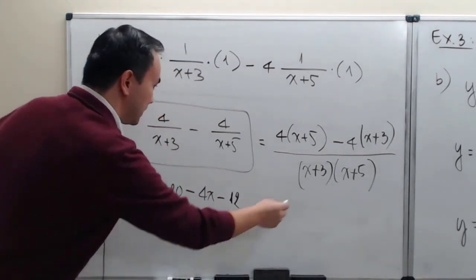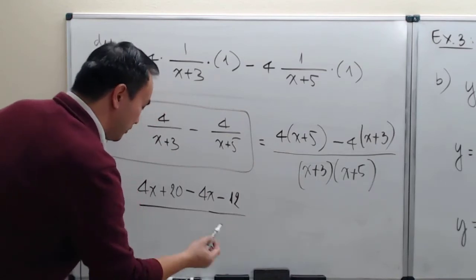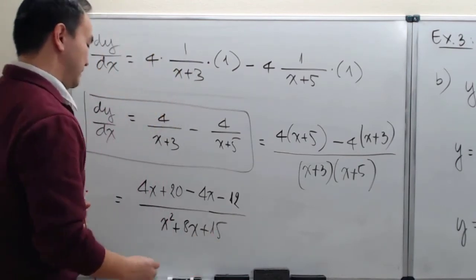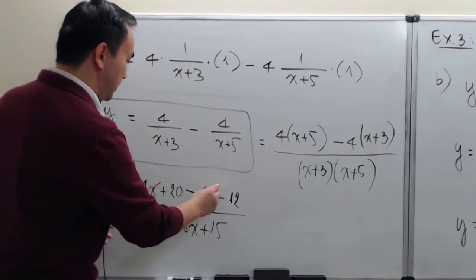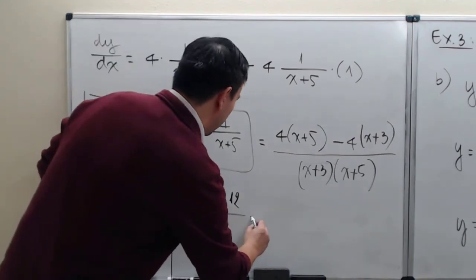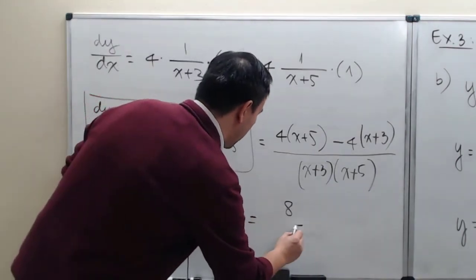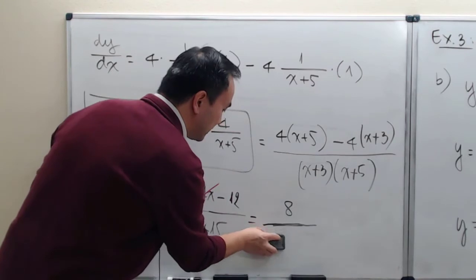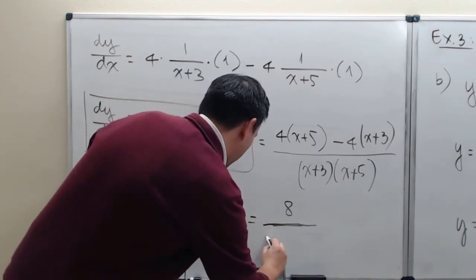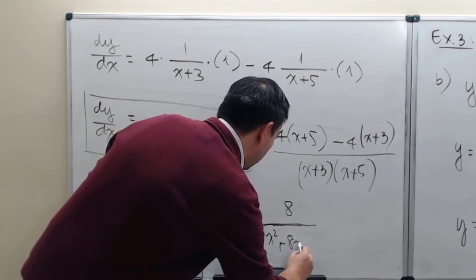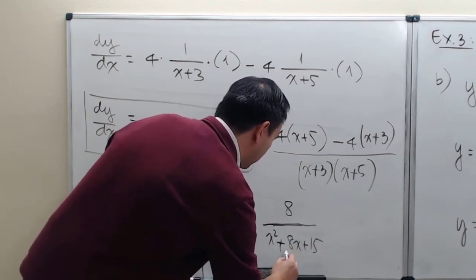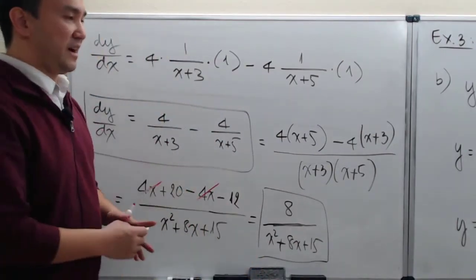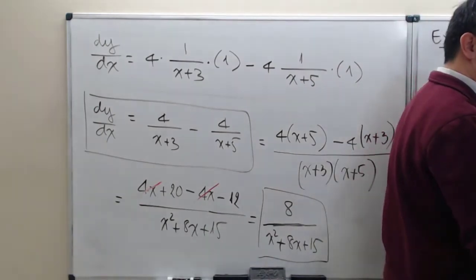Minus 12, and then my denominator here turns into, after FOILing out, x squared plus 8x plus 15. Okay, and the 4x's in my numerator are opposite terms, they cancel out, and then 20 minus 12 gives me positive 8 over x. I need the fraction bar to be a little longer. Okay, so x squared plus 8x plus 15. Okay, and that's how it's done. All right, so that's the derivative of our function that started from the beginning.